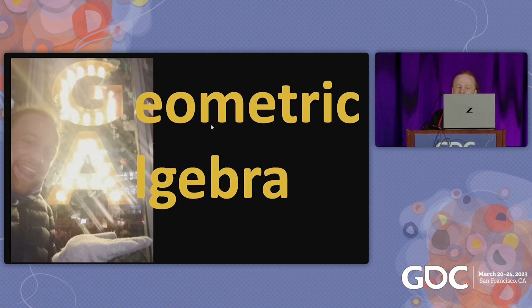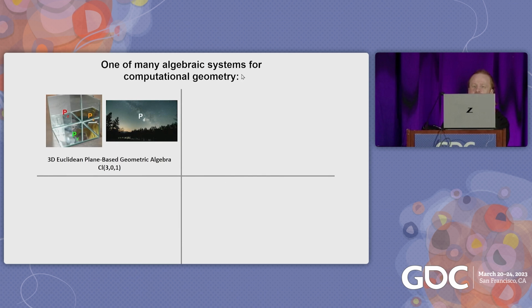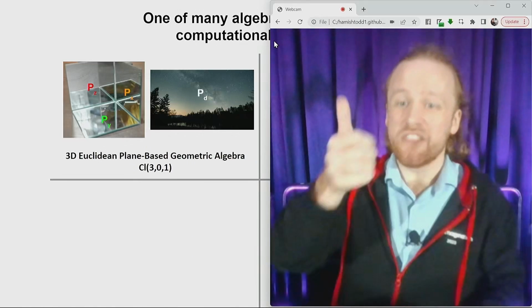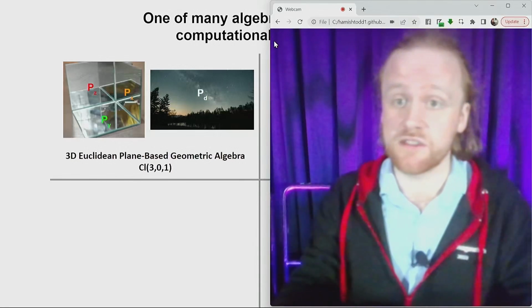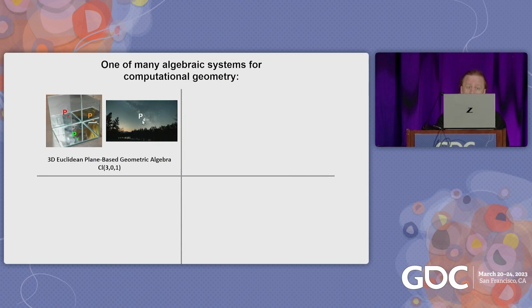And all of this has been geometric algebra. But this is a term that's maybe worth clarifying. There are many algebraic systems for computational geometry, and the cross product is one of those algebraic systems that you learn in school. But what I've been talking to you about today is called 3D Euclidean plane-based geometric algebra, and it's defined by what we call CL3,0,1. It's called that because it's got 3 basis elements that square to 1, and it's got 1 basis element that squares to 0.